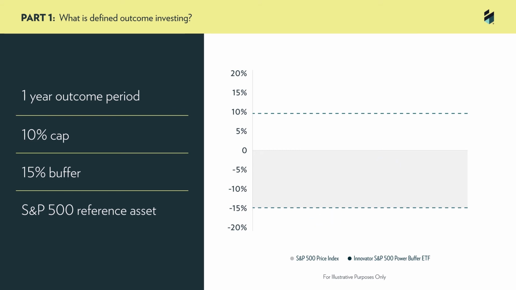In scenario 3, suppose the S&P 500 is up 8% at the end of the outcome period. In this instance, the defined outcome investment would participate in all 8% of the S&P 500's increase, leaving it with a return of 8%. In scenario 4, suppose the S&P 500 is up 13% at the end of the outcome period. In this instance, the defined outcome investment would participate in the first 10% of the S&P 500's increase up to its 10% cap, leaving it with a return of 10%.